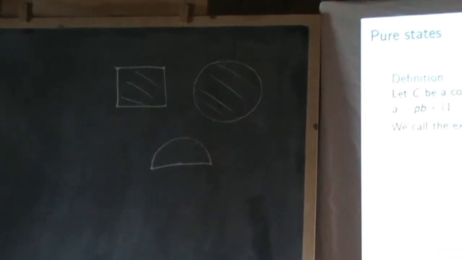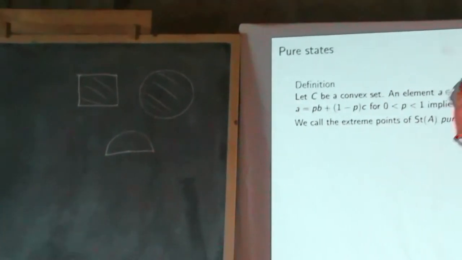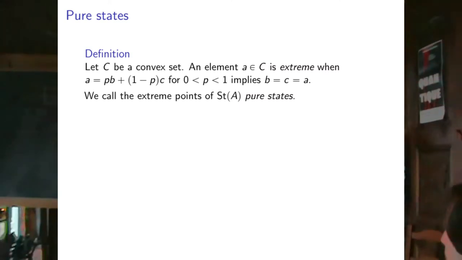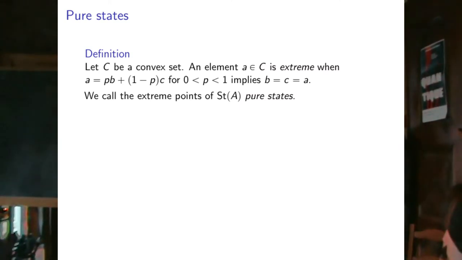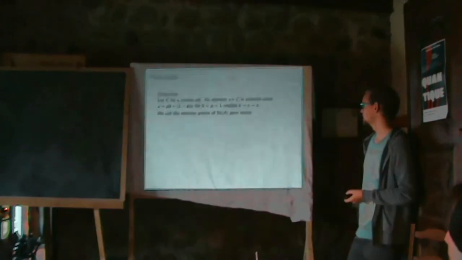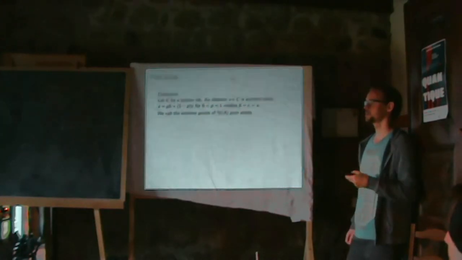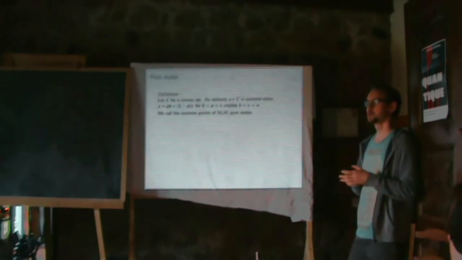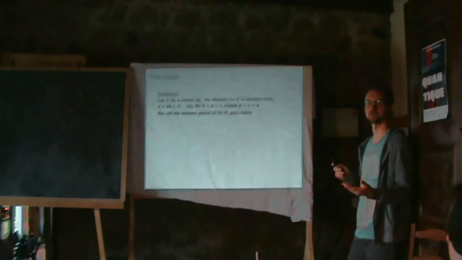Okay. So, the extreme points of the state space we call pure states. And that corresponds to the notion of pure state in quantum theory as well, if you take the state space to be the density operators. In a sense, you can say that these are the real states of your theory, and the rest just comes from classical uncertainty about which state you've prepared.